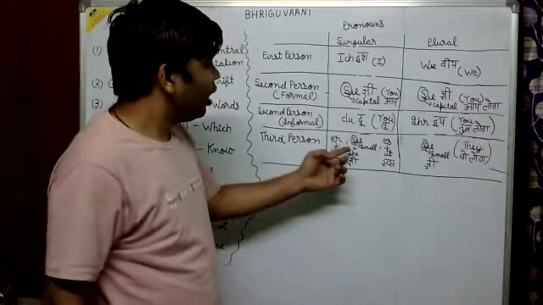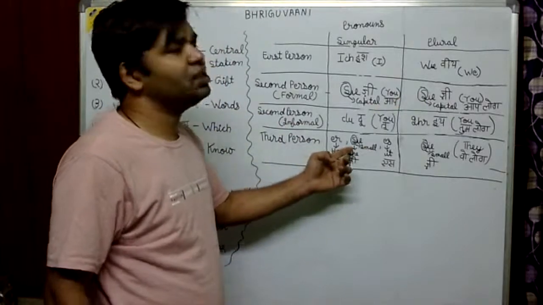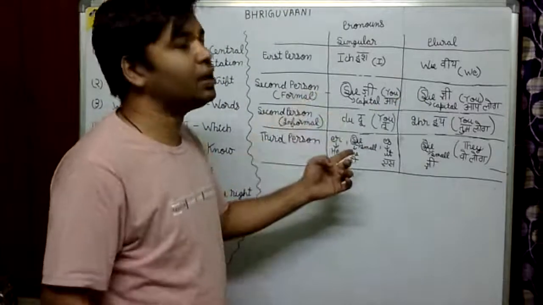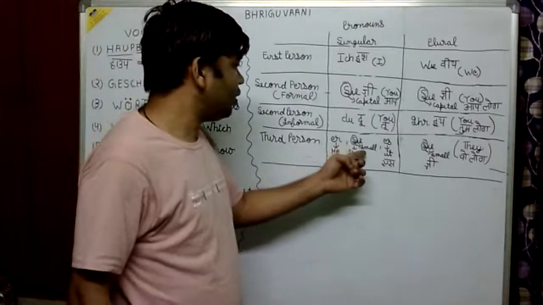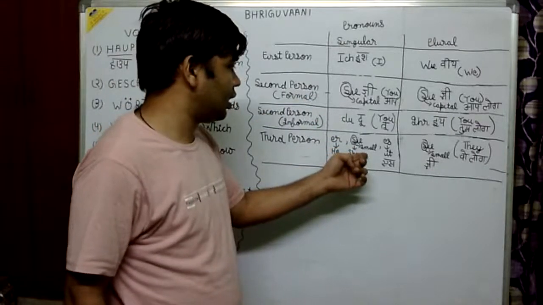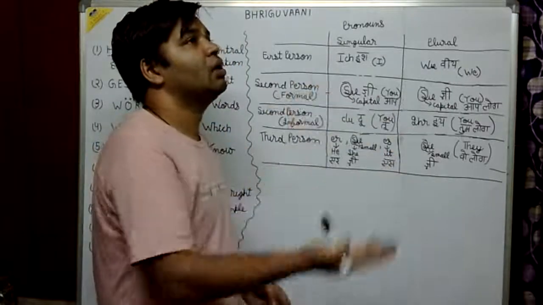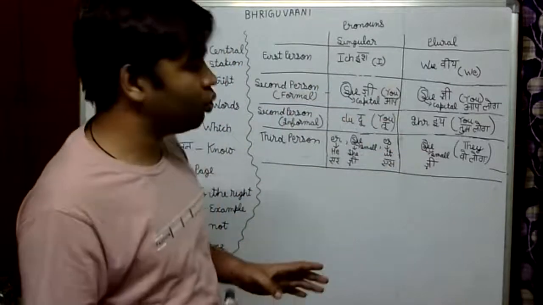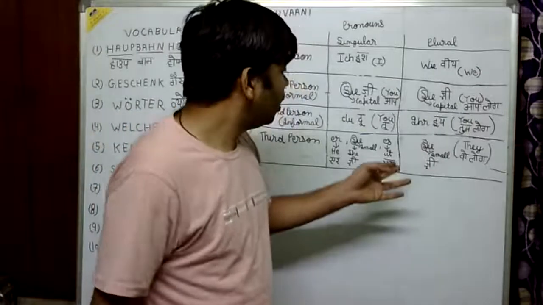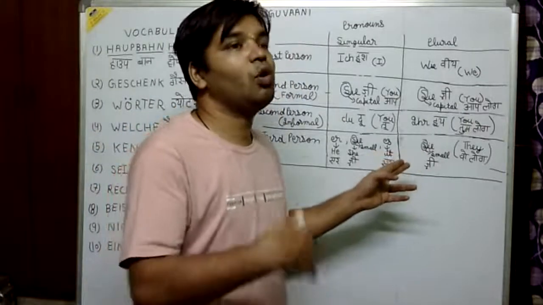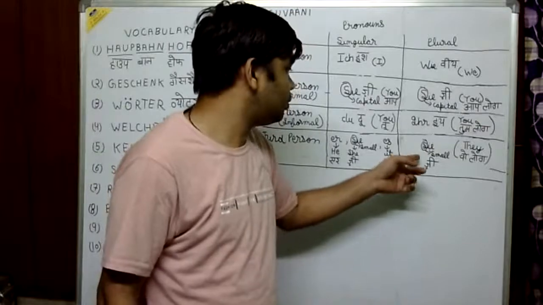Here also we are using capital S, and here also. But here we are just saying she. We are not giving respect to her, so we use a small s. Here also we are just saying they, some people whom I know or I don't know. So we are not giving so much respect to them, so we are using small s.